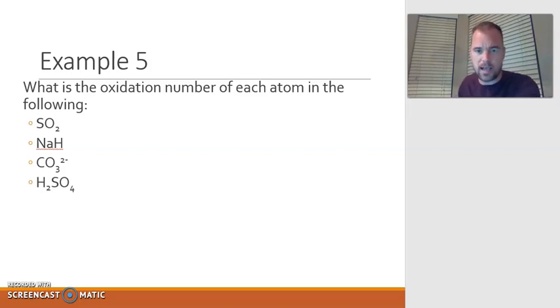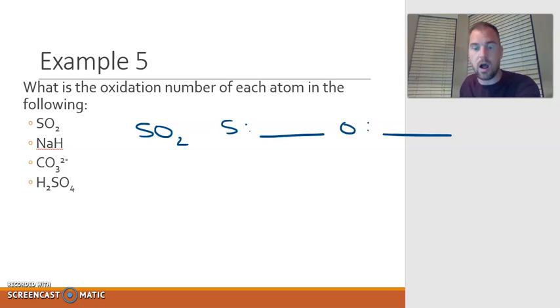So let's take a look at SO2. What I want to know is what's the oxidation number for sulfur, what's the oxidation number for oxygen. And remember, oxidation number is just simply charge. To do that, I first notice that SO2 is a neutral compound. So no matter what they are, everything has to add up to be 0. Keep that in mind. So I asked myself, do I know a rule for either sulfur or oxygen?